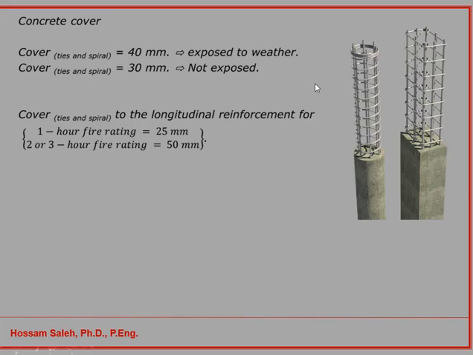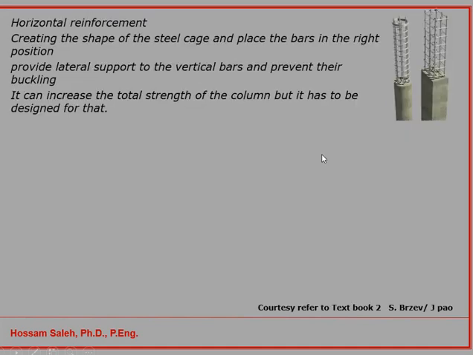However, for the fire requirement, if you need a 1 hour fire rating, which means 1 hour fire resistance, you need to provide at least 25 millimeters. Or if you need 2 or 3 hours fire resistance, then you have to provide 50 millimeters as concrete cover for your steel bars.